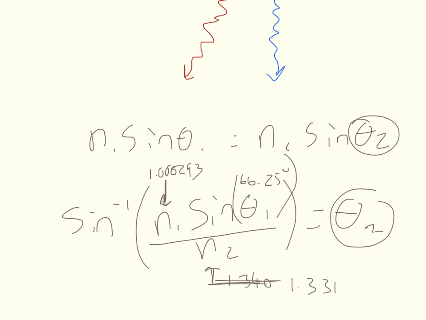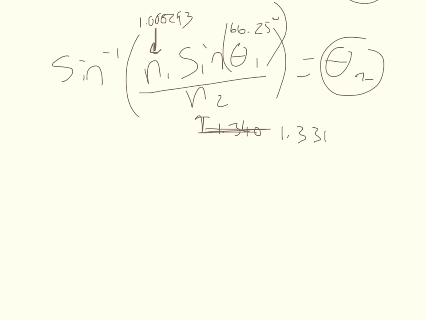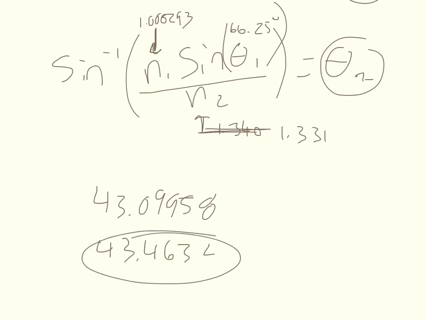And so whenever you do that, you should get that blue light is going to refract at 43.09958 degrees. That's with all of my numbers, and red light is going to be at 43.4632 degrees. And so just like I said above, red light ends up with a larger angle of refraction by about 3/10 of a degree.